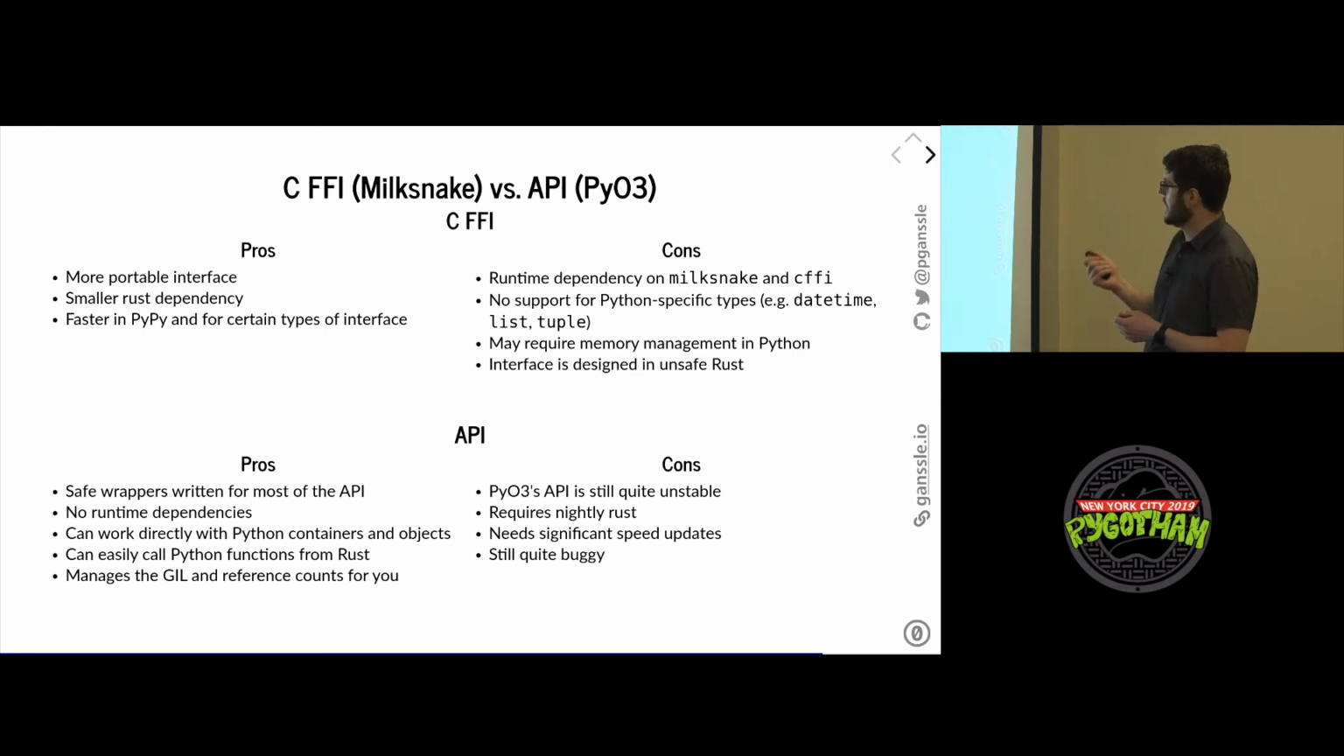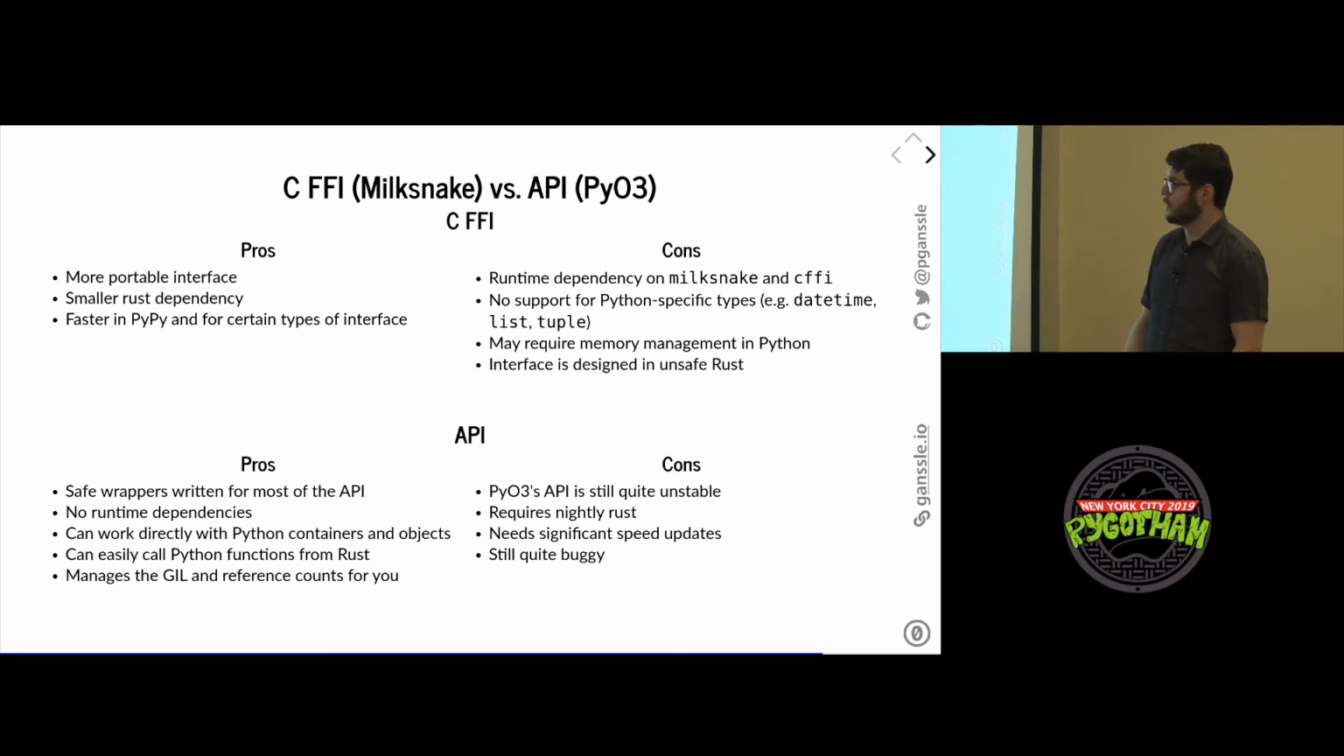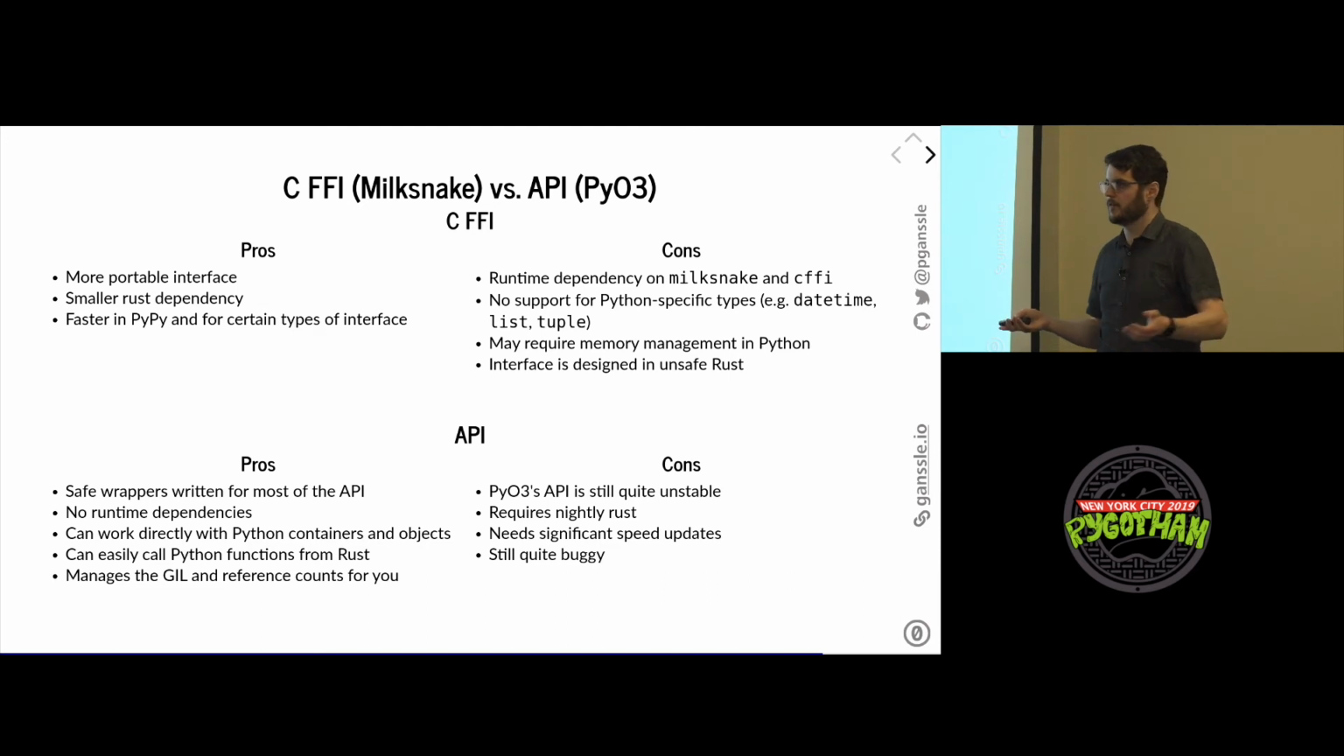It does not have any native support for any of these Python-specific types, tuples, datetimes, lists. So you're going to be doing a lot of boilerplate code in your Python, which is better than doing it in C. And it may require memory management in Python, which doesn't really have the huge advantage. And the biggest con for me is that the interface, the public interface, the one that you're maintaining, is in unsafe Rust, right? Because you have to write all these pub function things. You have to get all that stuff right. But of course, that still means if most of your backend is written in Rust, that interface may be a fairly small part of your surface area.